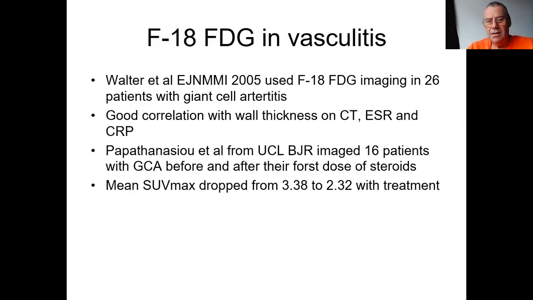infection. Vasculitis: FDG PET is widely used in giant cell arteritis. It used to be called temporal arteritis, but now we know it's a systemic disease, so giant cell arteritis works better. And there's a good correlation between any changes in the vessel walls on the PET and also the ESR and CRP. And there's again a paper published from University College London showing that we can use this technique to monitor the effects of steroids.